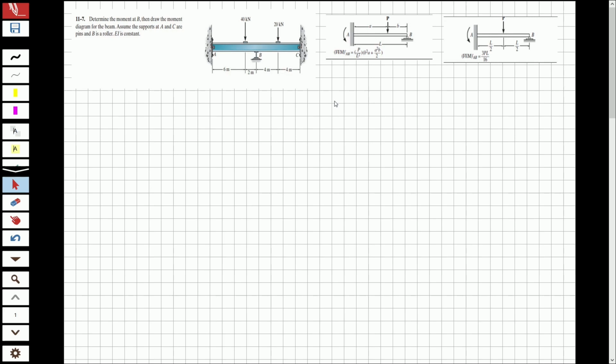Today we are going to analyze the questions about structure analysis using the slope deflection modified equation, because you know that it ends with a pin. If it ends with a pin, we are going to use the modified formula. Let's find it. First, I'm going to find the fixed end moments.